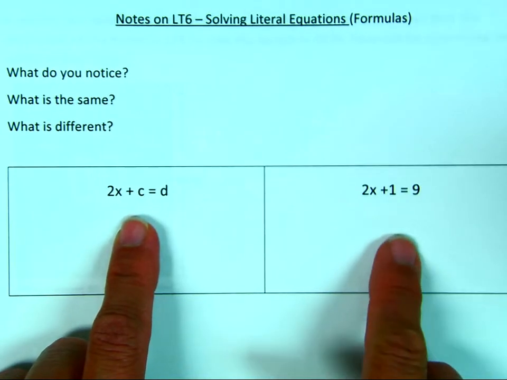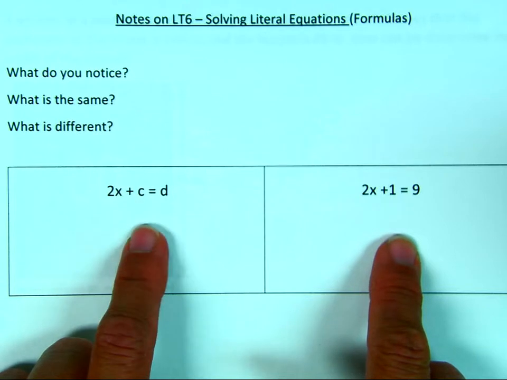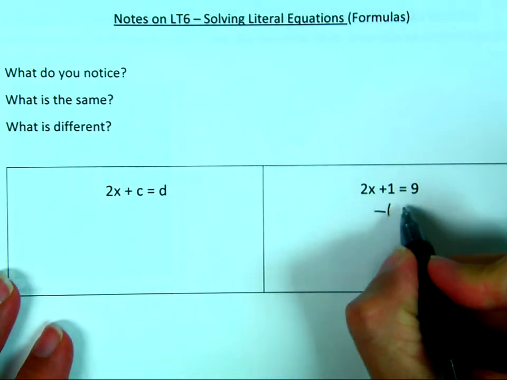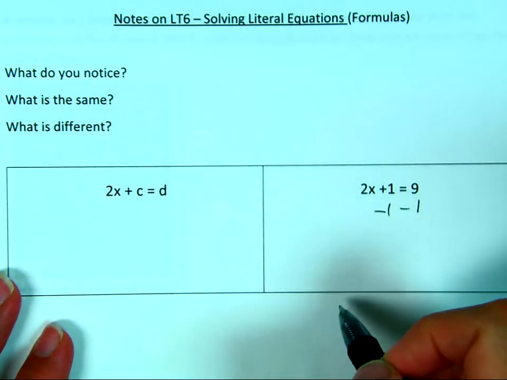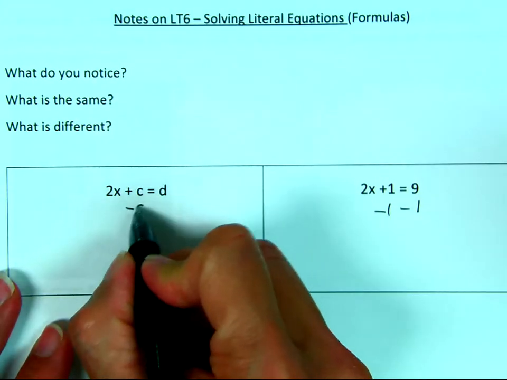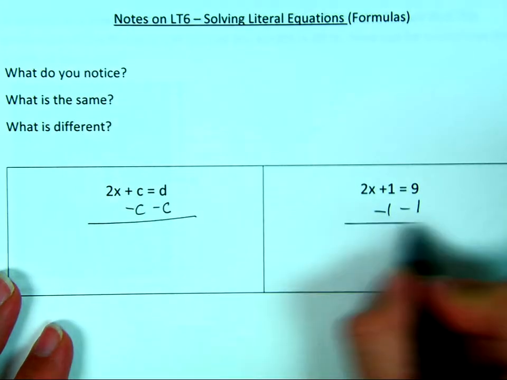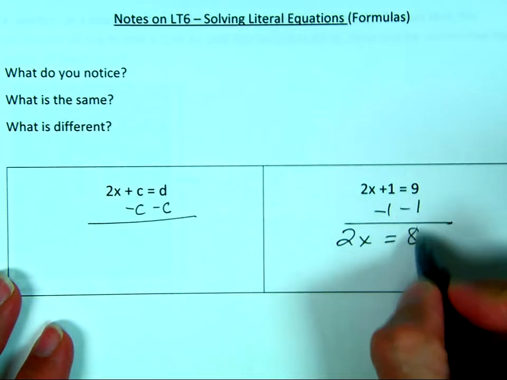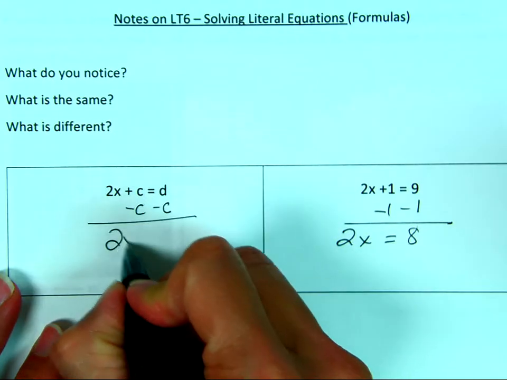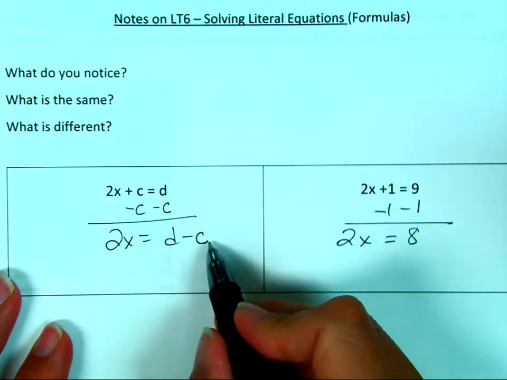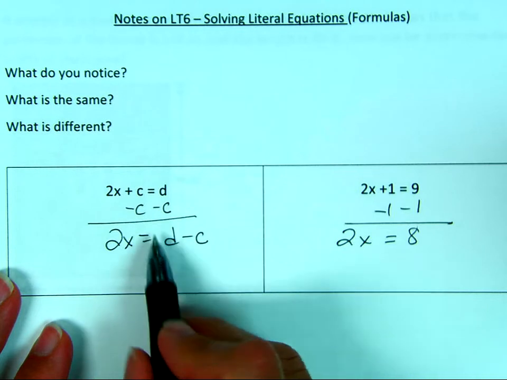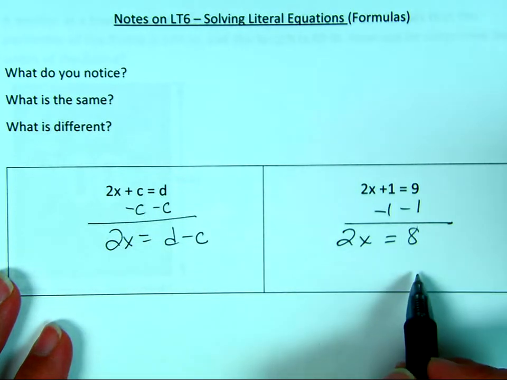If you know how to solve this, then you know how to solve this. It's just that you've got to get your mind away from, hey, there's too many letters. Because if you know that you're supposed to subtract 1 from both sides here to get x alone, then how do you get x alone? Well, we'd start with subtracting c from both sides. So here we get 2x equals 8 because 9 minus 1 is 8. But over here we get 2x equals d minus c because you can't take c away from d. It looks funny, but that's the exact same thing. You do it the exact same way.